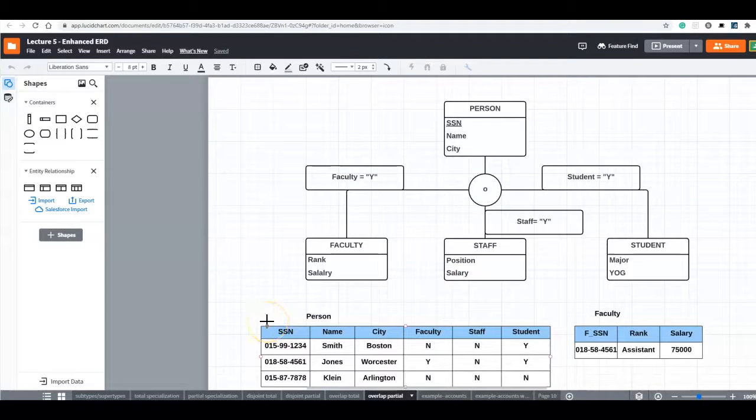Okay, so I just want to point that out a little bit. And again, check this out in Lucid Chart as well.